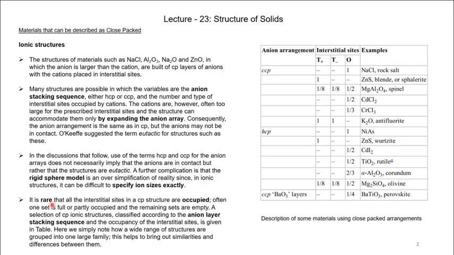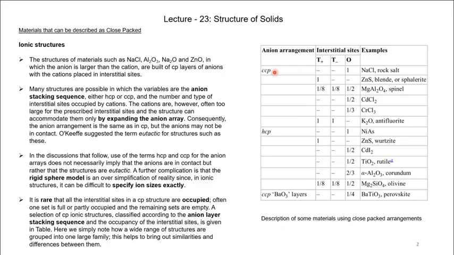Anyway, one more thing: interstitial sites are not always occupied. We can see that one set is occupied, another set partially occupied, and a large number of anion stackings. That is what we are showing in this table. If it is a cubic close-packed arrangement of anions, we know that we have two tetrahedral interstitial sites and one octahedral interstitial site.